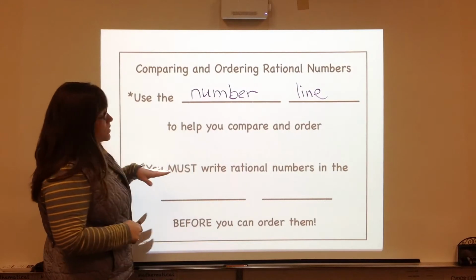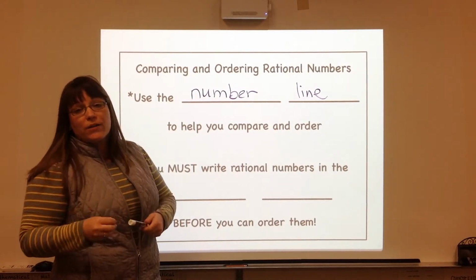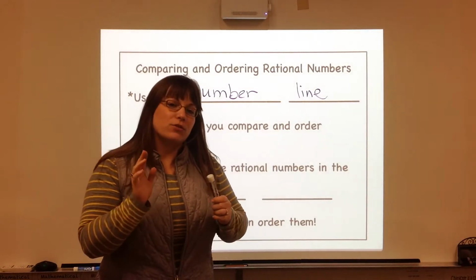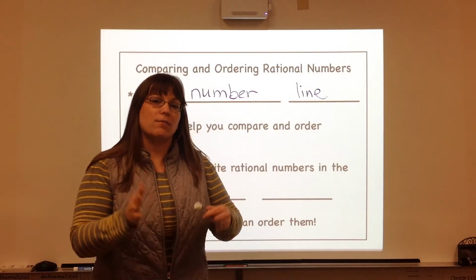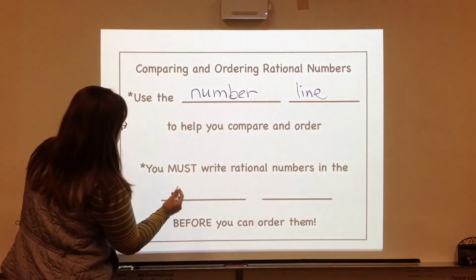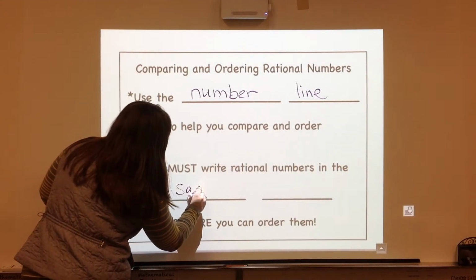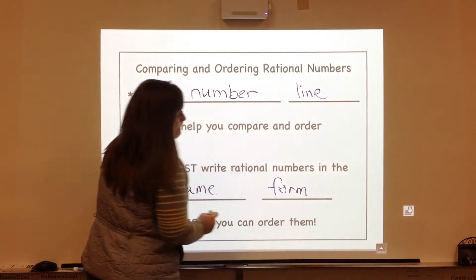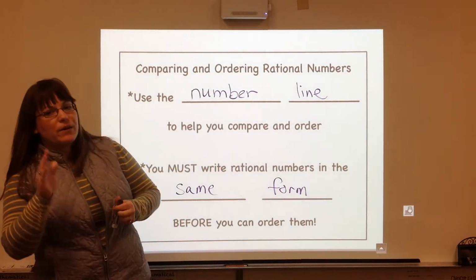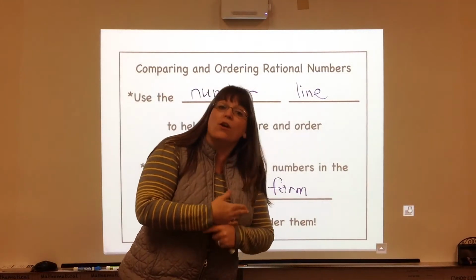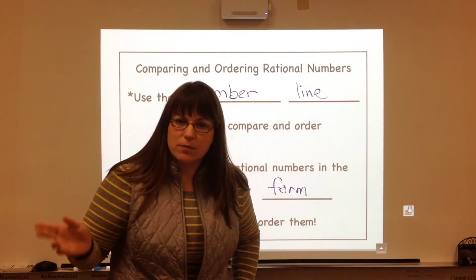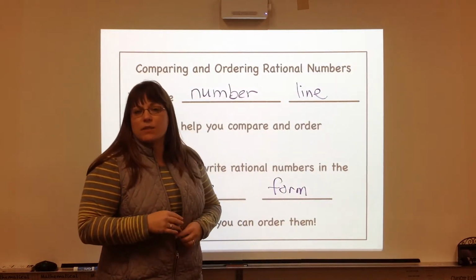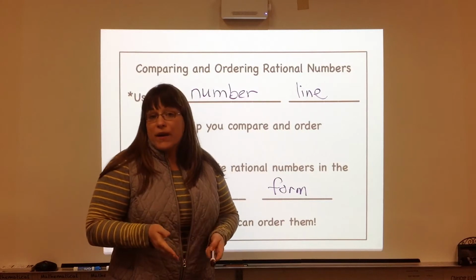So the second thing that you have to remember when you're comparing or ordering is that you have to compare and order in the same form. So the rational numbers must be all fractions or all decimals. We did this before when we were comparing fractions, percents, and decimals. We needed them to be either all decimals, all fractions, or all percents. So for this lesson, we need them to either all be decimals or all be fractions.